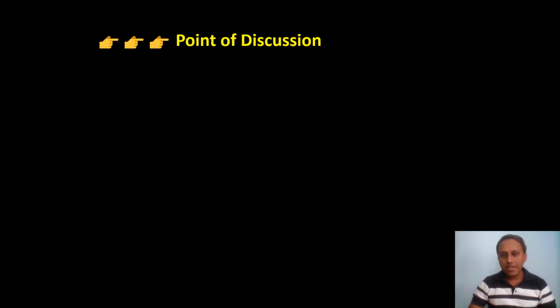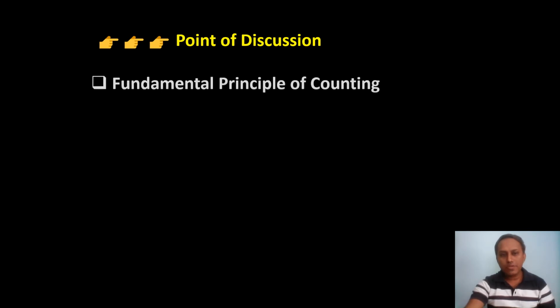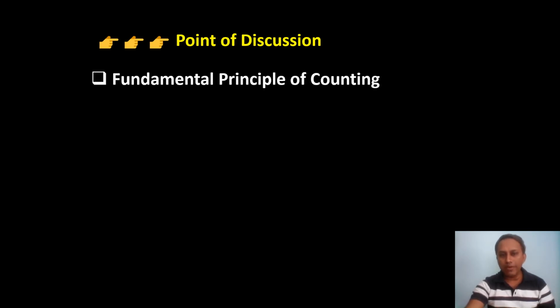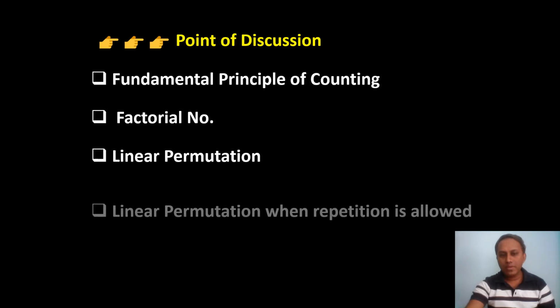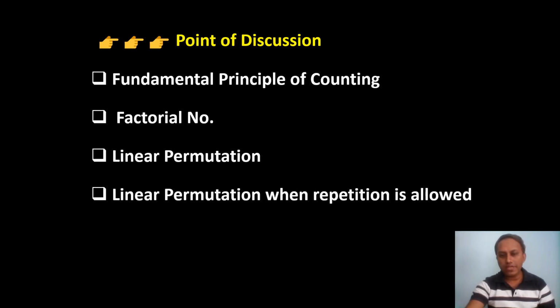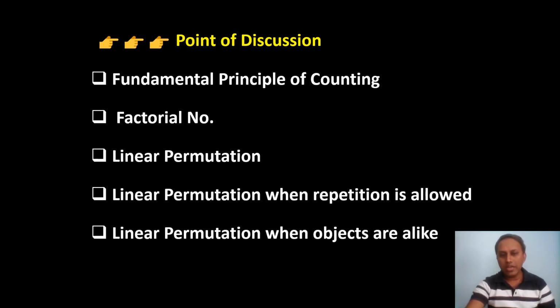First thing first, let us see what we are going to cover in today's class. First, we'll start with fundamental principle of counting, which is the basis of permutation and combination, factorial number, linear permutation when repetition is allowed, linear permutation when objects are alike, and of course some real life question and the approach to solve it. So let's start with fundamental principle of counting.